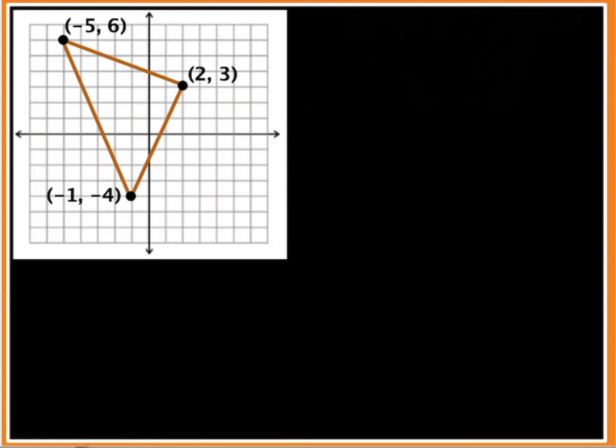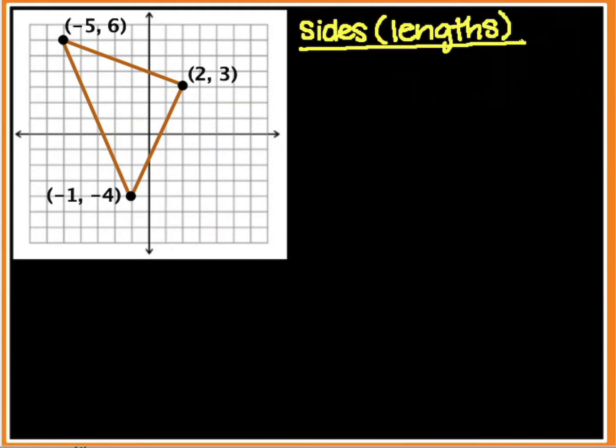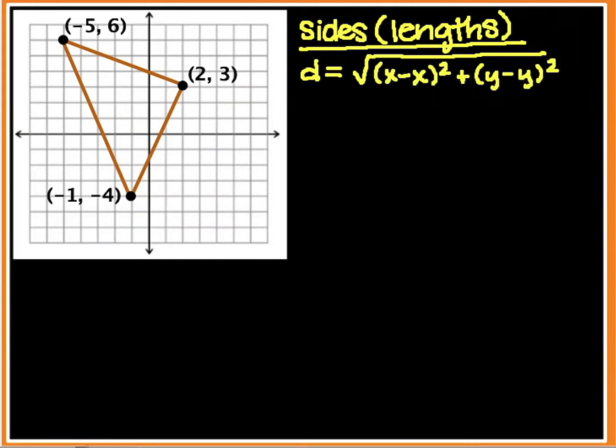Here's a triangle on a coordinate plane, and we are going to try to classify this by its sides and by its angles. So in order to classify by its sides, we need to find the lengths of the sides. And to find the lengths of the sides, we will be using the distance formula. So I might start by just labeling those vertices, A, B, and C on that triangle. So I'm going to need to find three lengths on this triangle. First, I'll find the length from A to B.